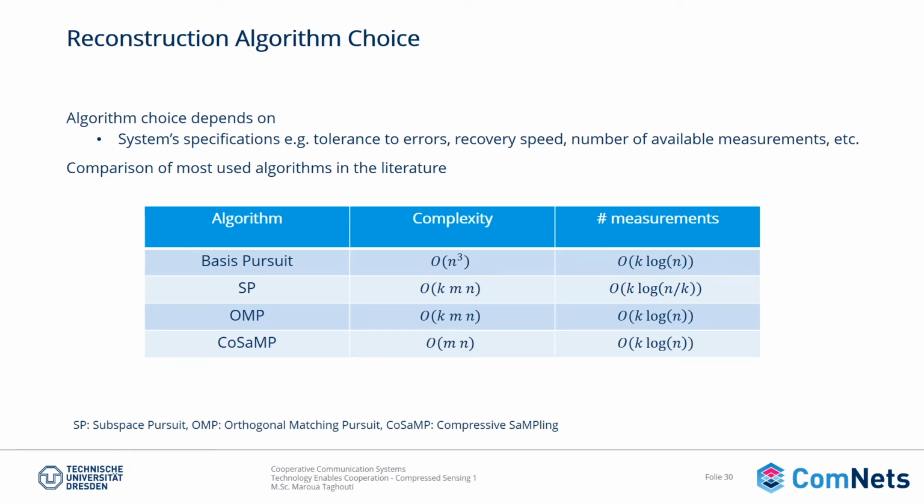A good hint for choosing the right algorithm is basically the complexity and the number of measurements. As we mentioned before, you have to check your system specifications, for example your tolerance to errors, your recovery speed, and the number of your available measurements, etc. And here I picked the most used algorithms in the literature.